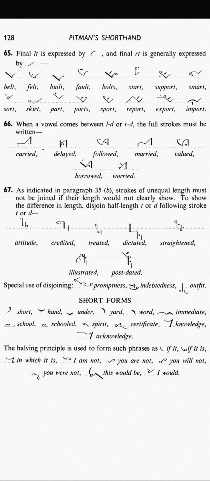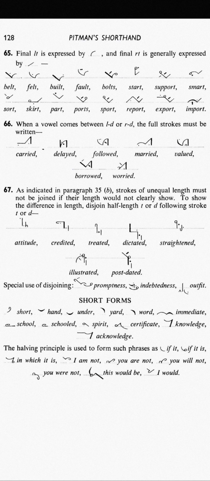Next is I am not, I curve first tick and M halved here for the sake of T and N hook is used here for N. Clear? Whole outline above the line. You are not, U diphthong on the line. Upward R is halved here for the sake of T with N hook for N.